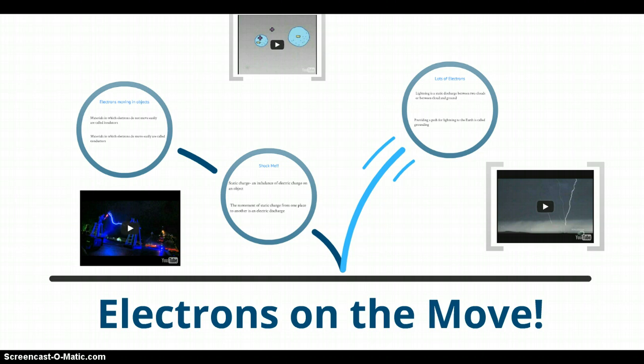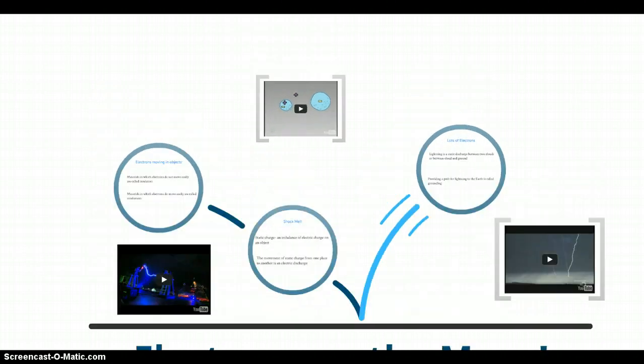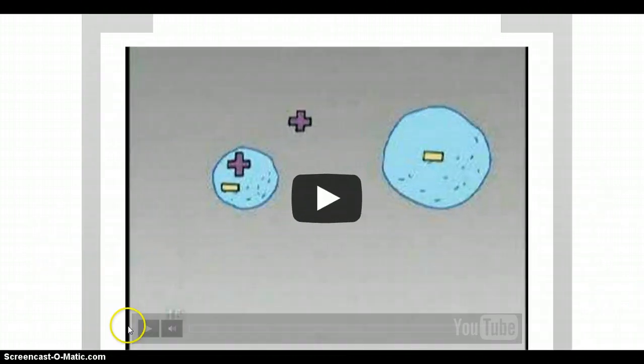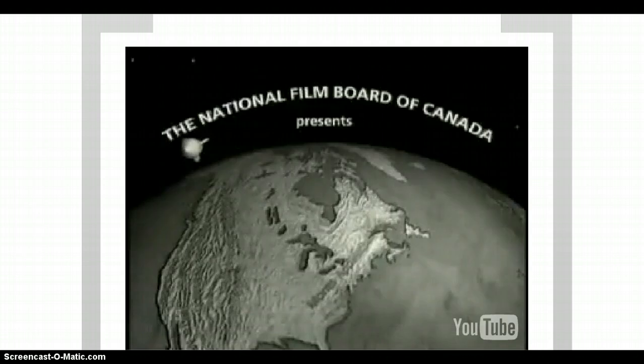We've talked about how protons and electrons both have charges, but in the case of charging by induction or charging by contact, which we've talked about, it's only the electrons that are moving. It's not the protons. So we're going to talk a little bit about that today. To start you out, we have a little bit of video about how lightning's made. Check this out.